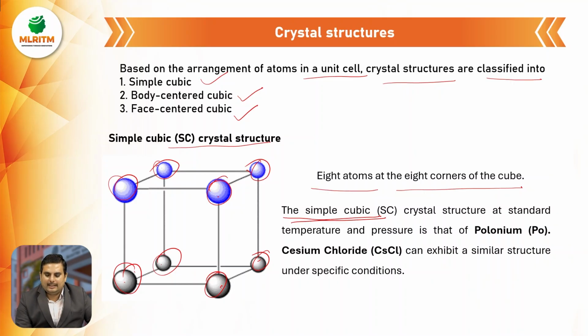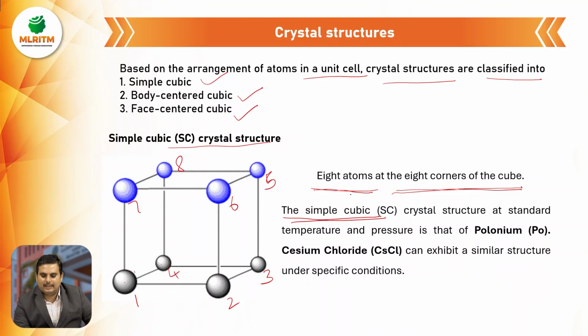We call it simple cubic. There are 8 atoms at the 8 corners of the cube, as we have atom 1, 2, 3, 4, 5, 6, 7, 8. So we have 8 atoms at the 8 corners of the cube.